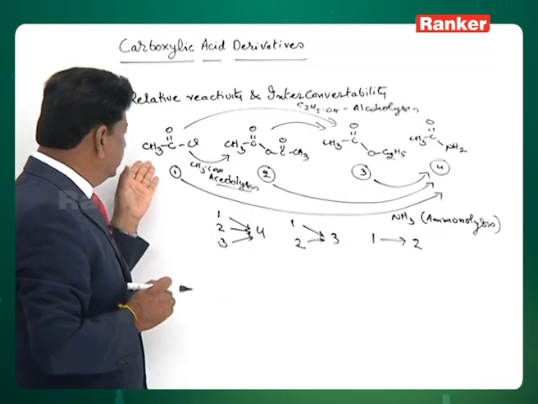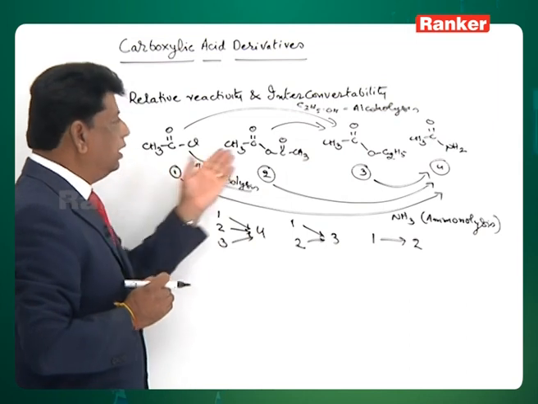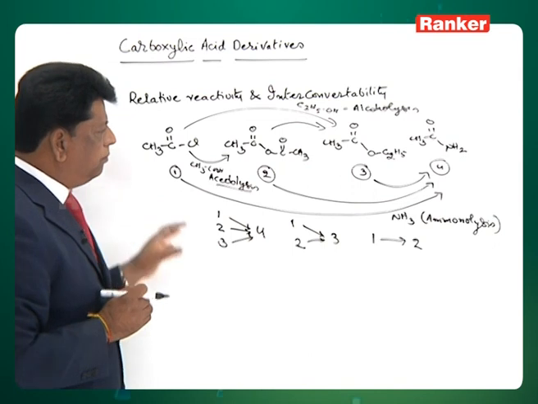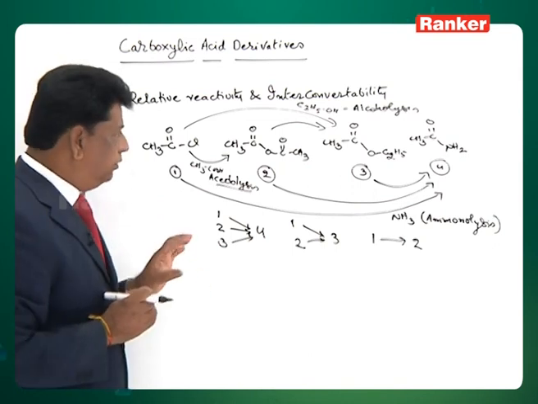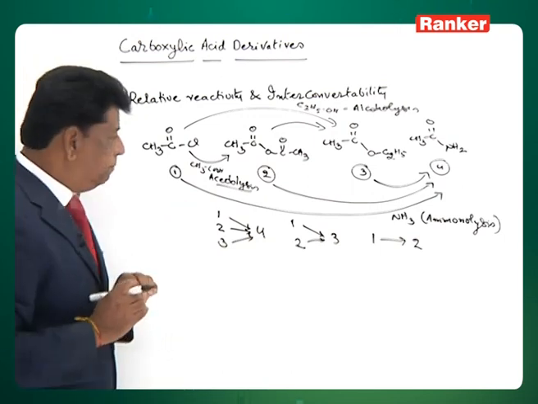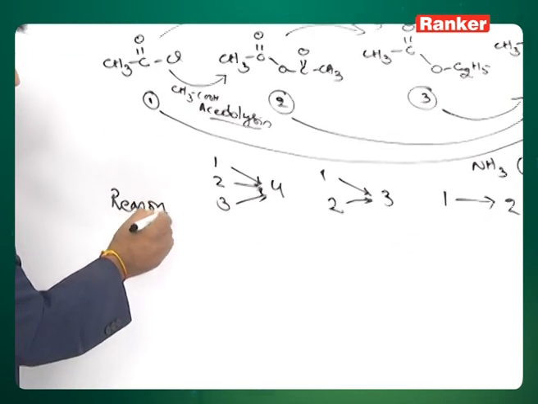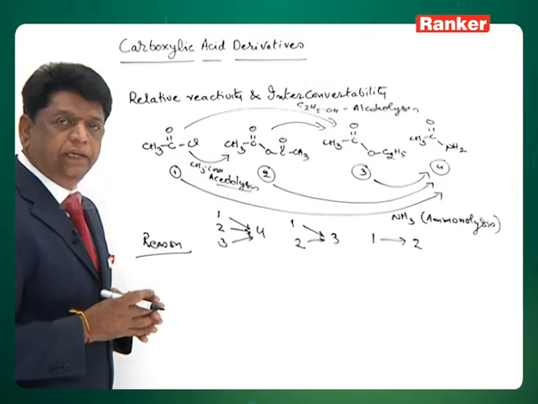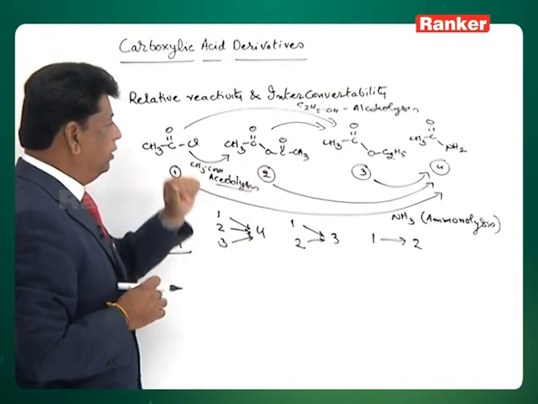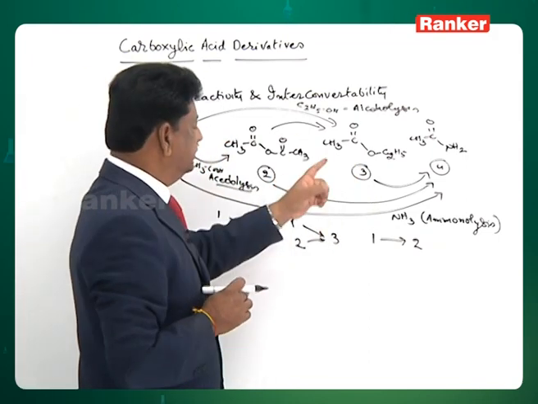So, 1 on alcoholysis gives what? It gives the ester; the corresponding ester is formed. Therefore, a number of questions can be framed on this direct reaction, stability or interconvertibility. Then you can also go on another issue: the reason or logic of this conversion, or why 2 does not undergo acidolysis, or why 3 does not undergo acidolysis, or something like that.